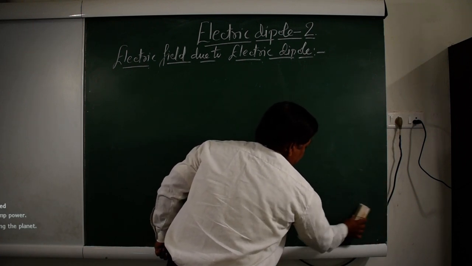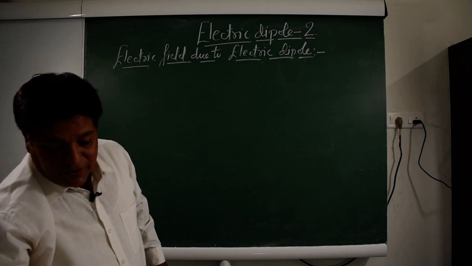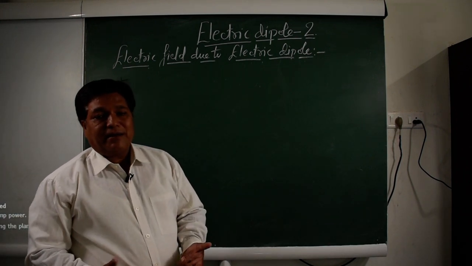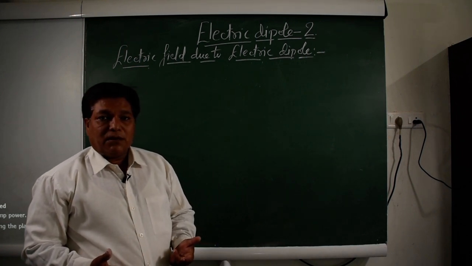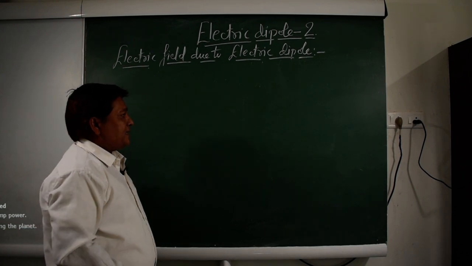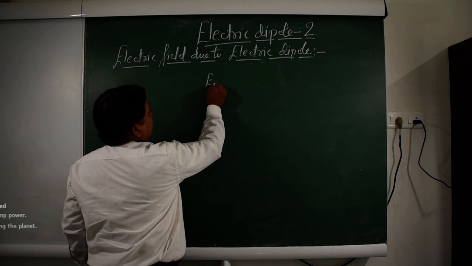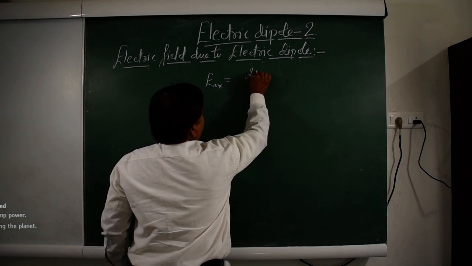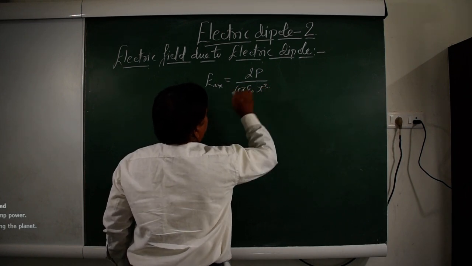Before that, if we compare the electric field due to the axial position and the electric field due to the equatorial position, where will the intensity of the electric field be larger? Where will the electric field be stronger, on its axial position or on its equatorial position? So let us see that. We have taken out the electric field due to the dipole on its axial position. Let us write here: E axial will be how much? This is the expression, 2p upon 4 pi epsilon naught x cube.